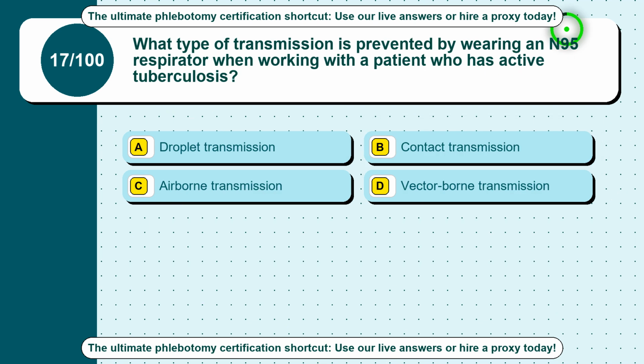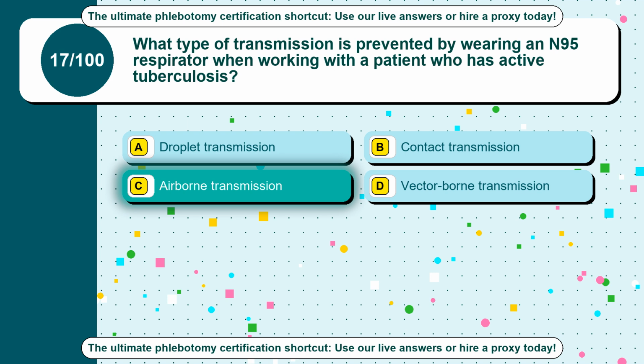Question 17. What type of transmission is prevented by wearing an N95 respirator when working with a patient who has active tuberculosis? Option A, droplet transmission. Option B, contact transmission. Option C, airborne transmission. Option D, vector-borne transmission. The correct answer is option C, airborne transmission.